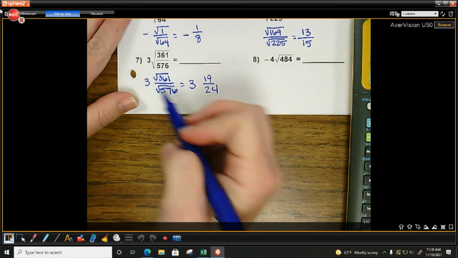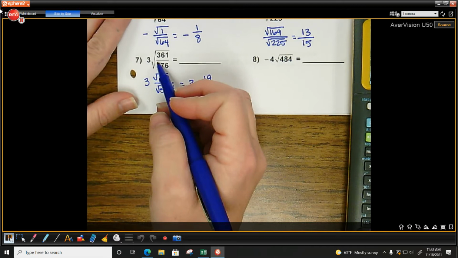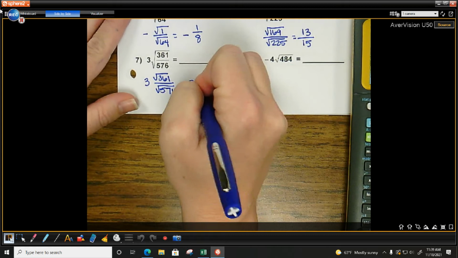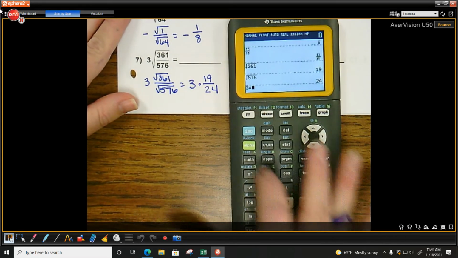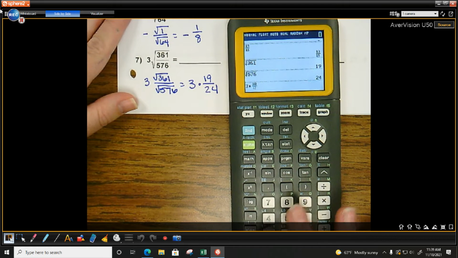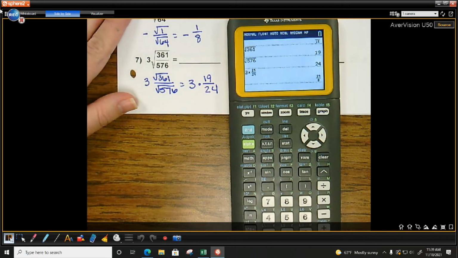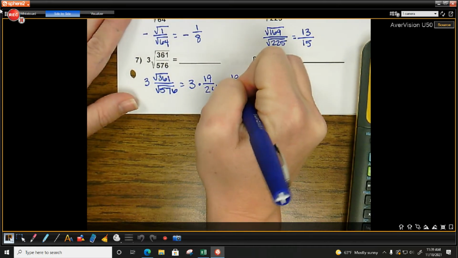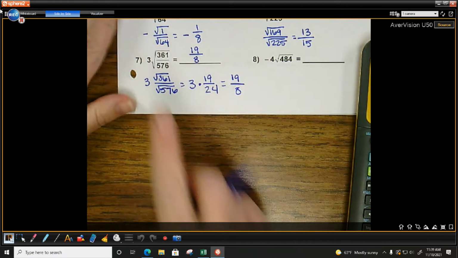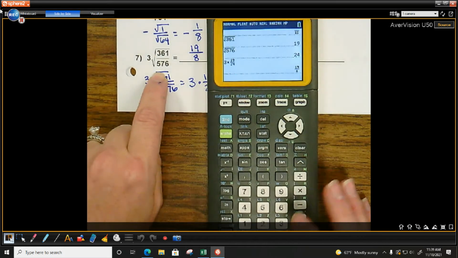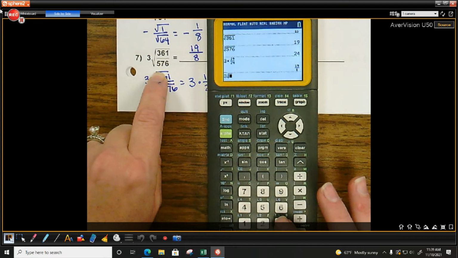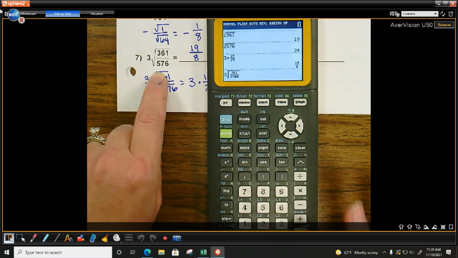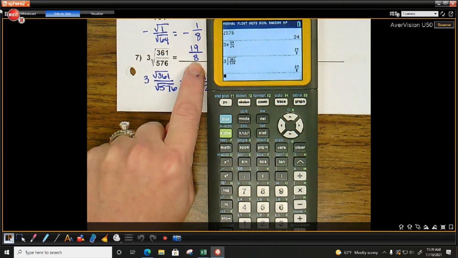What does it mean whenever you have a number glued to a square root? What operation do you think you're doing there? Multiplication. So let's type that in our calculator. 3 times a fraction of 19 over 24. And we get 19 over 8. Now guys, could you just type this in the calculator exactly as you see it? 3 square root of a fraction, 361 over 576, and we get 19 over 8.